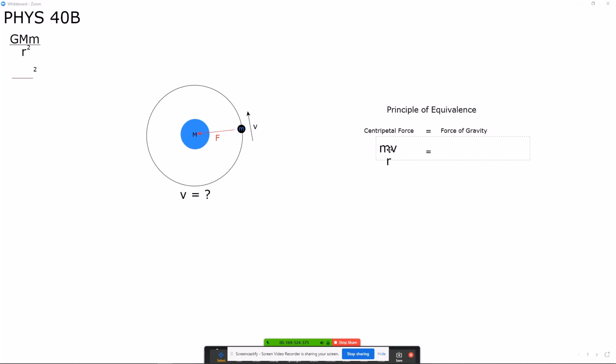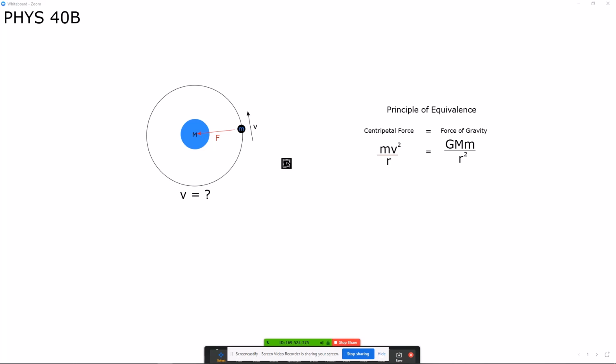So as I move things one at a time, m v squared over r, centripetal force, is the same thing as G M m over r squared. Okay, and so again, we're solving for v. This v is the tangential velocity. That's the case in centripetal acceleration. That's the case here as well. So we can solve for v in this case.